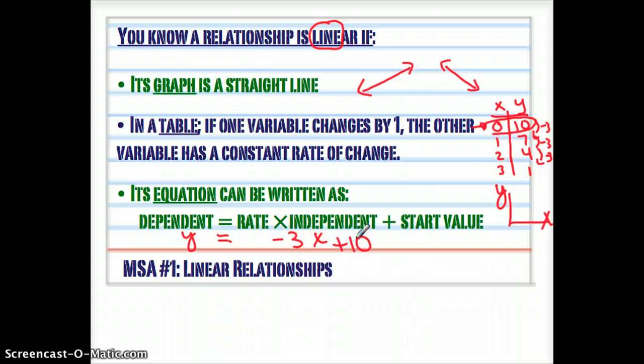The equation could look like that: y equals -3x plus 10. But it's always going to be written in that form: dependent equals rate times independent plus start value. It will always have that form, unless it's a vertical line, but we can talk about that another time.